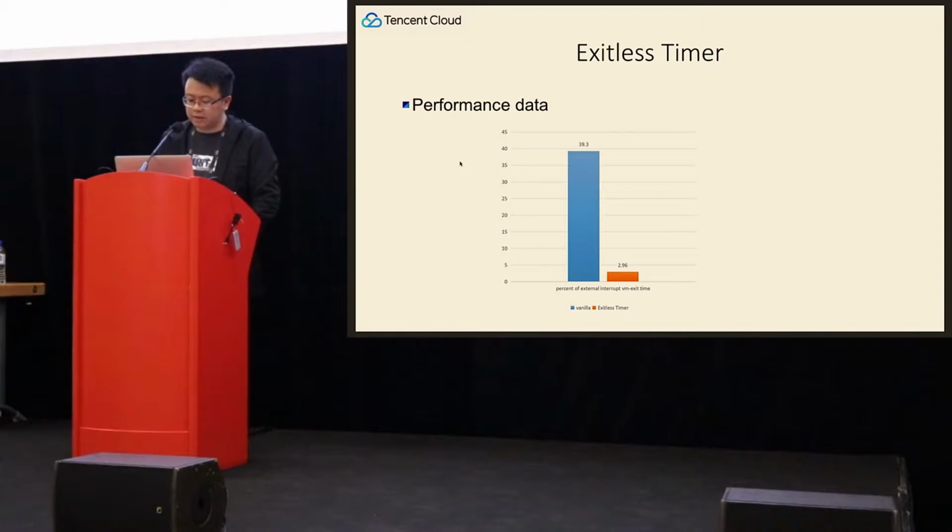Let's see the performance number. The percentage of external interrupt vmexit time can be reduced from 39% to around 3%.